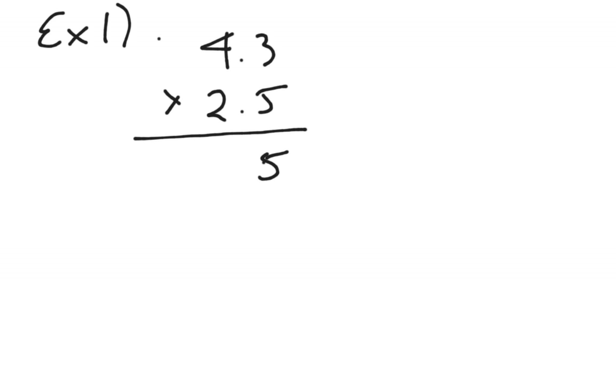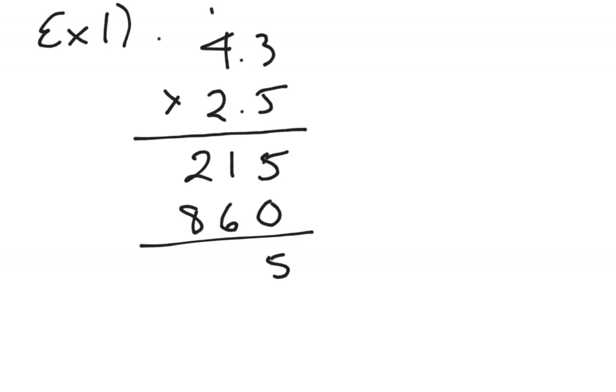All right, example 1. So I'm going to multiply 2 decimals, 4.3 and 2.5. So 5 times 3 is 15, 21, placeholder 0, 2 times 3 is 6, 2 times 4 is 8. Add down. So this is normal. 10. Normal multiplication.